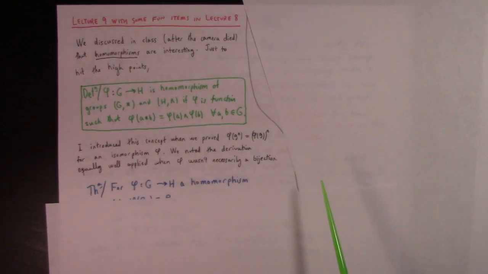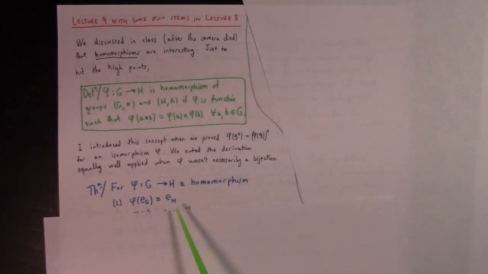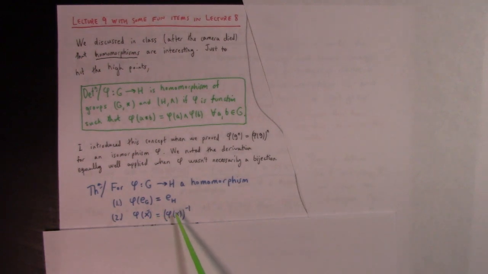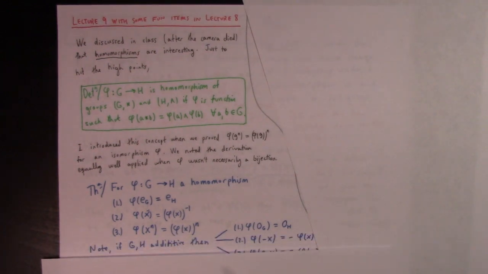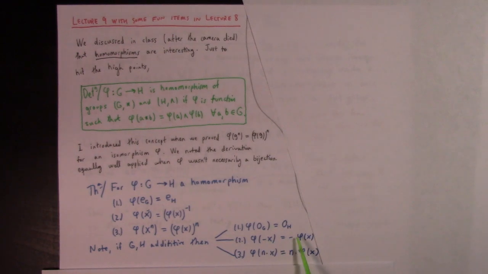And we also have this theorem from our previous work. The identity maps to the identity. The image of the inverse is the inverse of the image, and the nth power maps to the nth power in that sense. In the additive notation, if G and H were additive, we'd map 0 to 0. We, in some sense, could pull minuses out of such a thing. In other words, it maps the negative to the negative. And repeated addition maps to repeated addition. Alright, so we have those things.